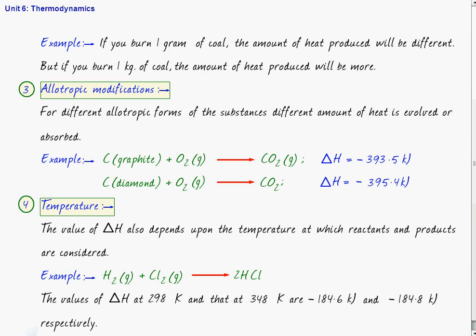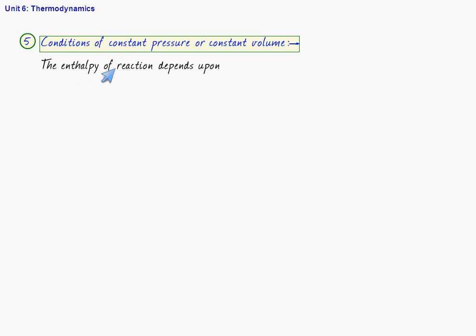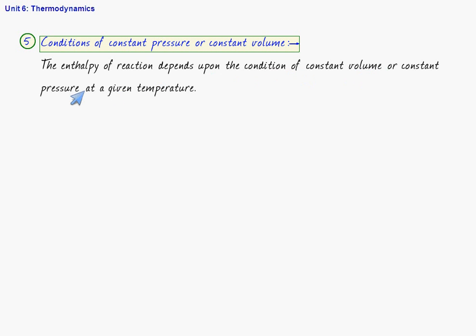Then the fifth condition is the conditions of constant pressure or constant volume. The enthalpy of reaction depends upon the conditions of constant volume or constant pressure at a given temperature. So these are the various factors which affect the enthalpy of reaction. Now, standard enthalpy of reaction. This is another term, the standard enthalpy of reaction.